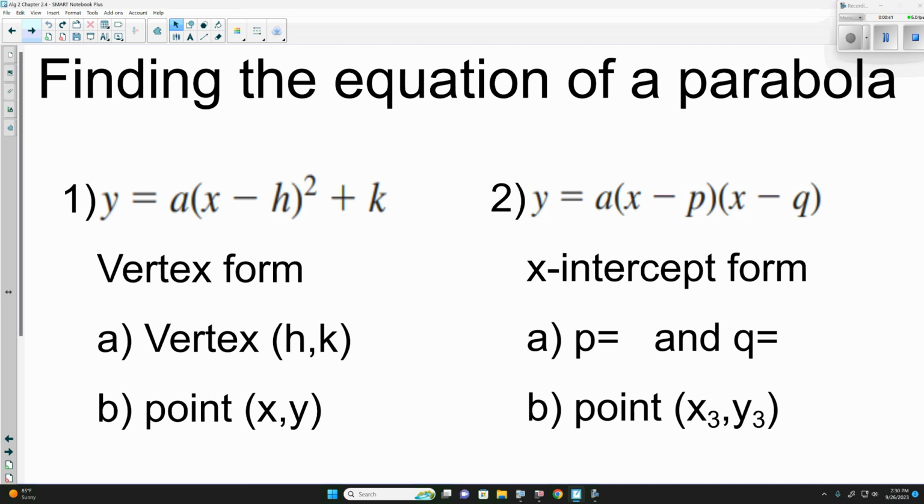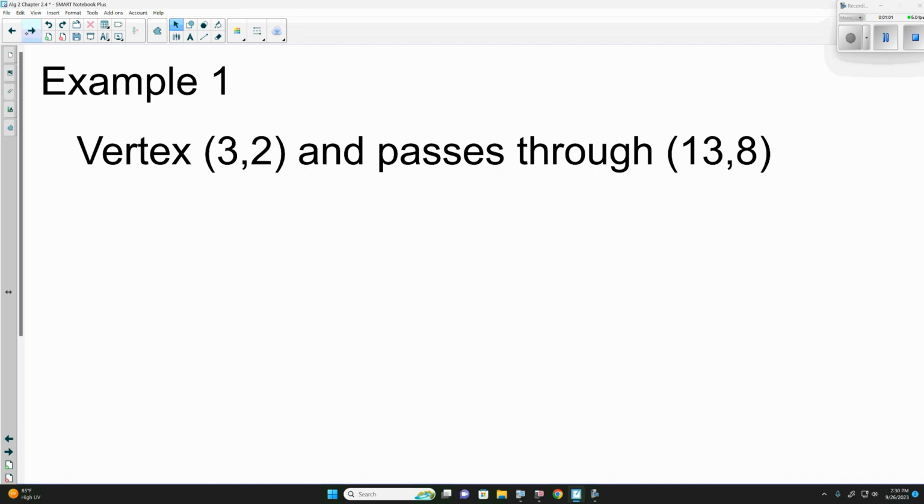Now, I labeled the point as x3, y3. That's because technically we can say the two x-intercepts are x1, 0 and x2, 0, or we can call them p and q. But we're going to use one of these two forms. Now, if we look at the first one, example 1 tells us that the vertex is the point 3, 2, and it passes through the point 13, 8.